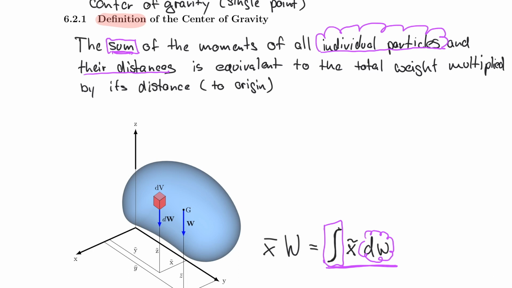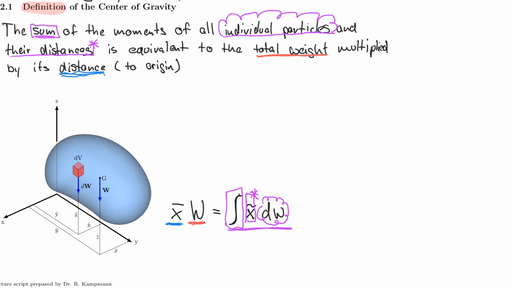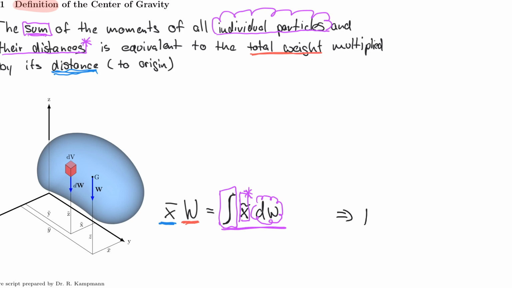And then last but not least, I have x tilde here. So let me code that like this. And that is equivalent to the total weight, which would be this component, and then multiplied by its own distance. So its distance, which would be that component. And so now you know that the balance is given, right? So this is nothing else than moment equilibrium that you have learned before. So in fact, let me write that down here. So this is effectively the moment equilibrium.